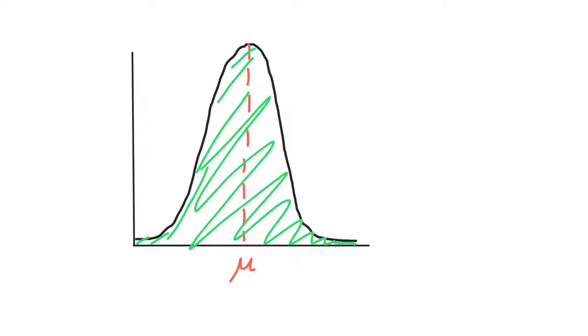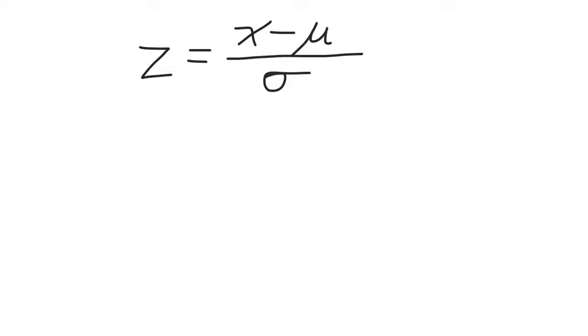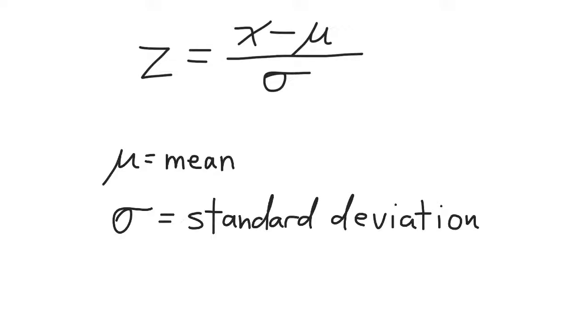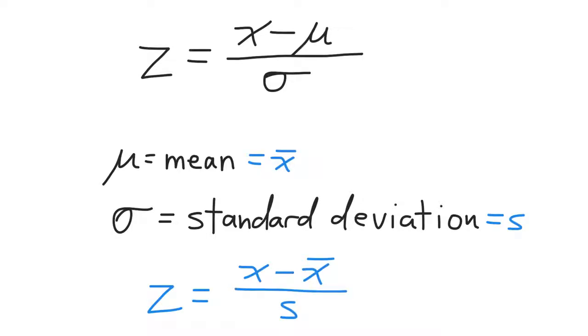But if you want to know the probability of your data being in a different part of the curve, not just the whole thing, you have to use the z-score. And just a reminder, here's the formula for a z-score. It's x minus the mean divided by the standard deviation. Of course, I'm just using the notation for a population mean and a population standard deviation. I could use x bar for the sample mean or s for the sample standard deviation, and it means the same thing.